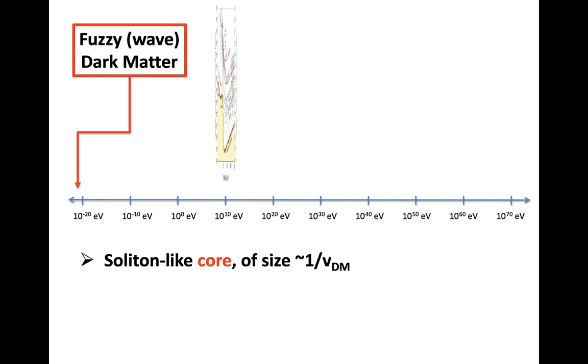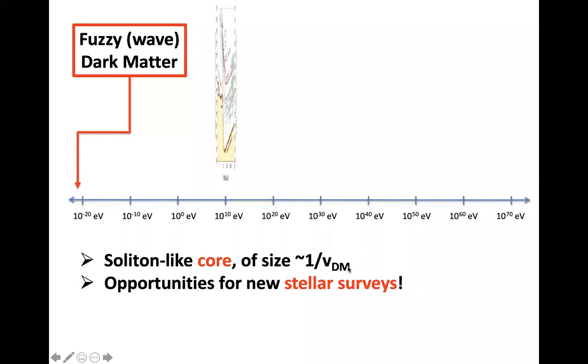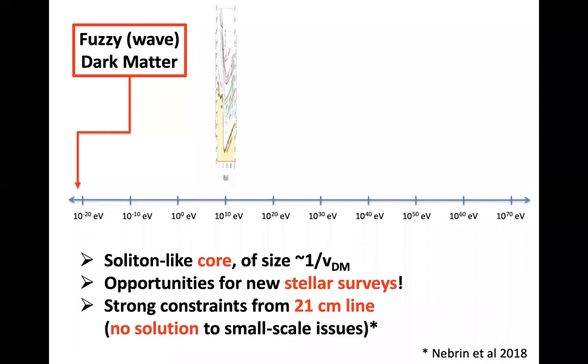So one general feature of this class of models is that they've got a soliton-like core, and the soliton core has a size that is inversely proportional to the velocity dispersion of the halo that these particles live in. Now, another interesting feature of these models is that you can test them observationally. In fact, it's quite interesting that new stellar surveys, including, for example, Gaia or even Euclid, will offer a lot of opportunities to constrain the velocity dispersion and the density profile of dark matter halos in a way that would test whether or not these candidates are in fact viable.